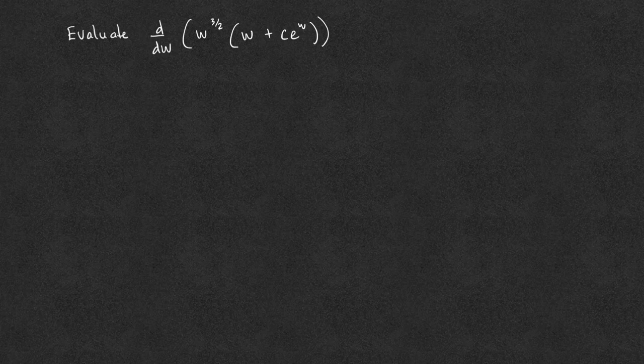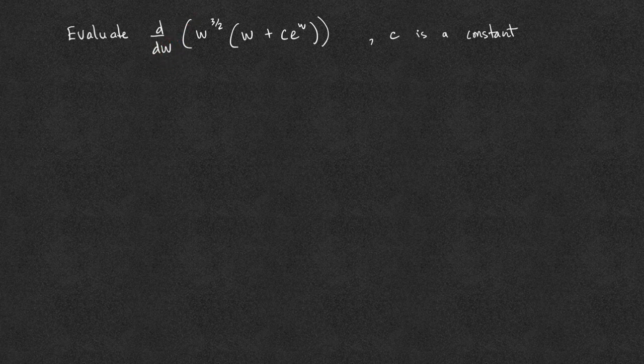Evaluate d/dw of w raised to the 3/2 times (w plus c e to the w power). Now, even if we were not told c is a constant, we know that w is the variable of differentiation in this case because of the notation dw. This says that we take the derivative of this expression with respect to w.